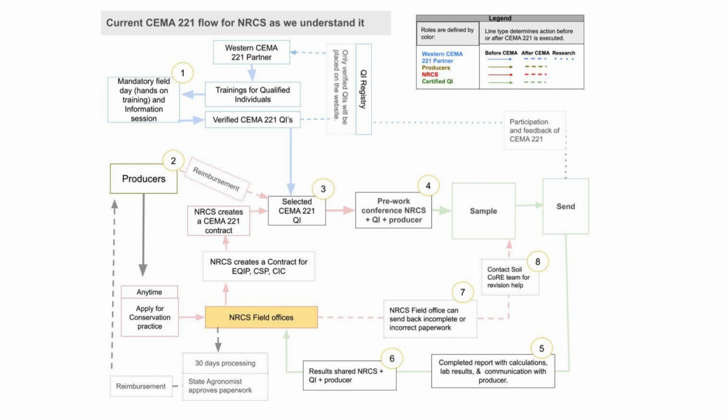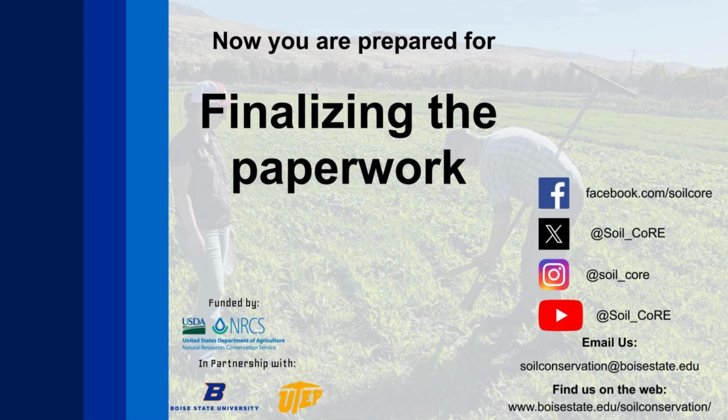We have now covered Step 5, complete report with calculations, lab results, and communication with the producer, and sharing the results with NRCS staff and producer. You will be able to send off your files to the NRCS field office to be reviewed. If they are incorrect or any incomplete paperwork is found, they'll send it back to you to resubmit. Now you are prepared for finalizing your CEMA 221 paperwork.